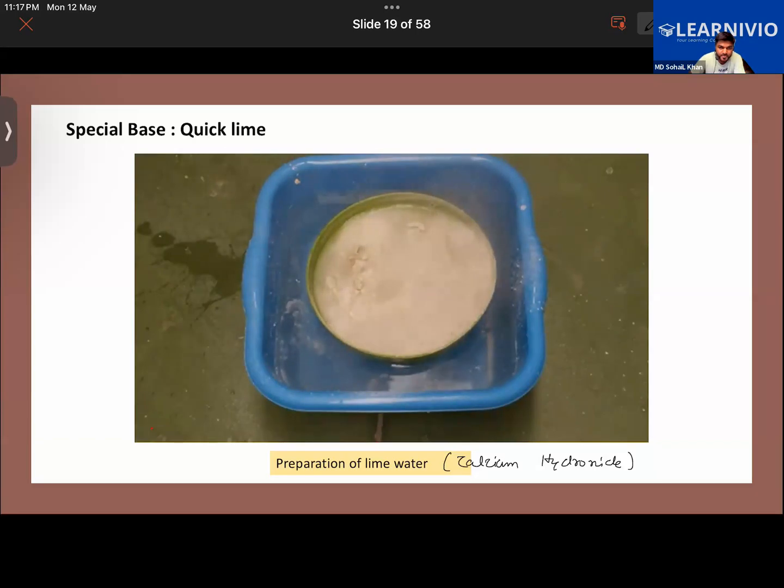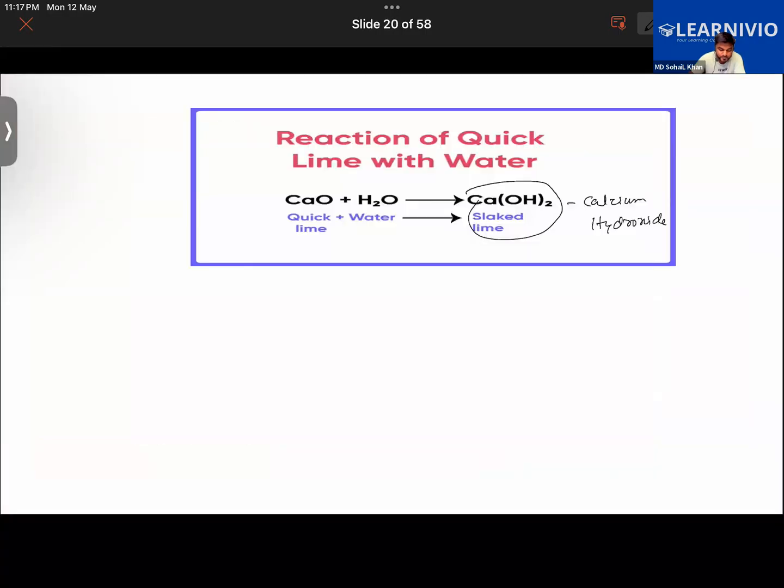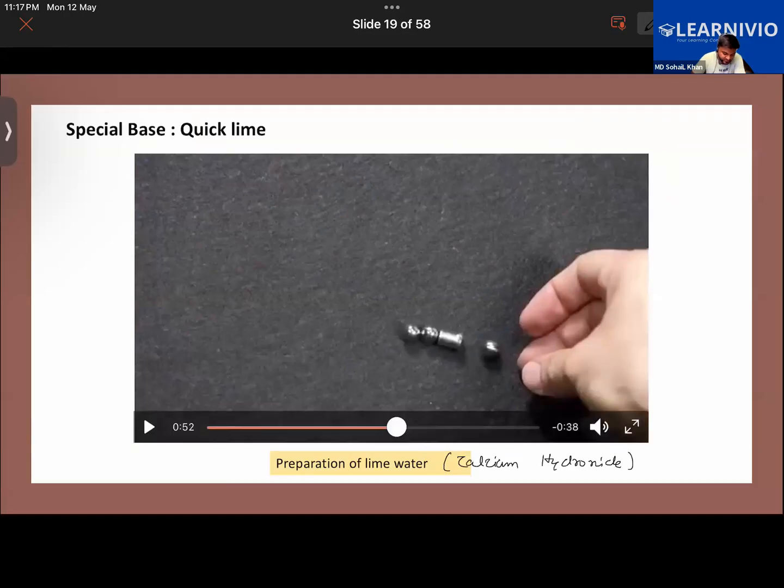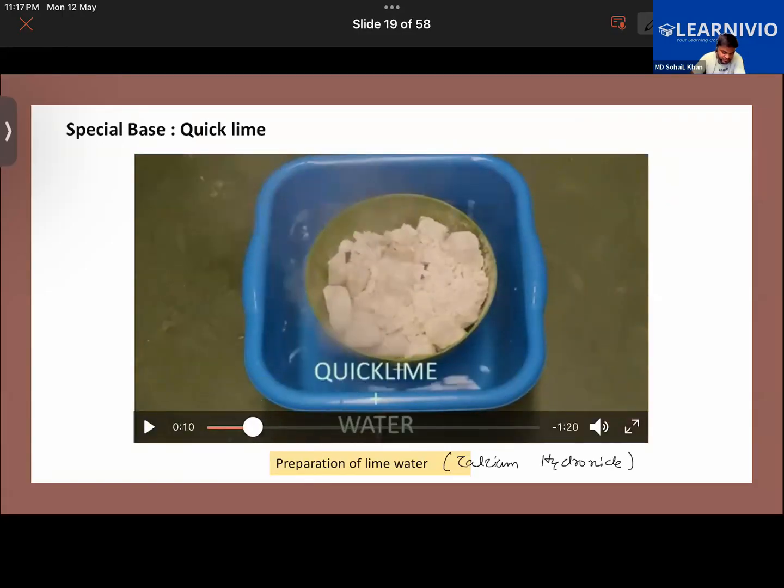Sir, it is not hot water. Hmm? After addition of water, what happened? There was an explosive reaction. Getting it? So quick lime is basically these stones that you have seen. These stones that were added in the yellow ball, that is basically called quick lime, or calcium oxide.